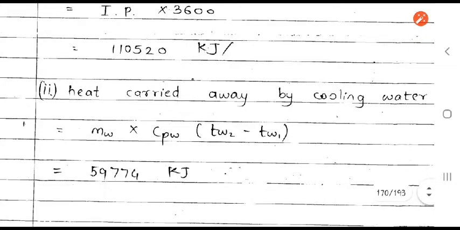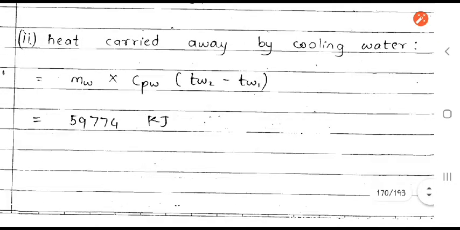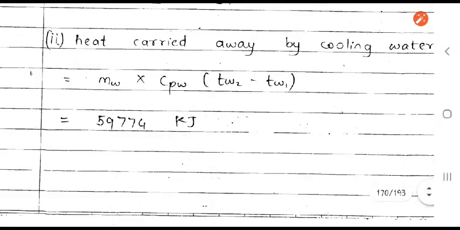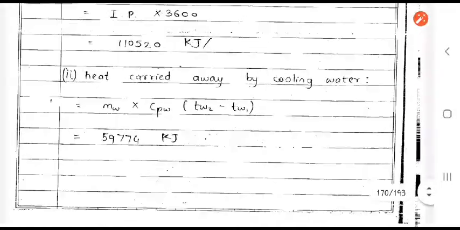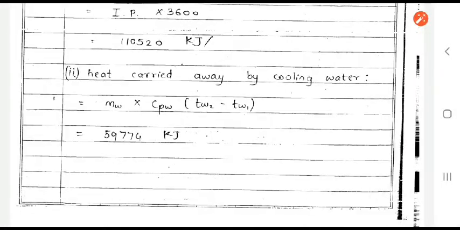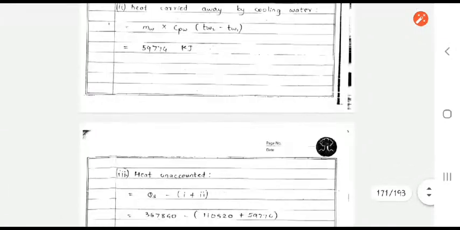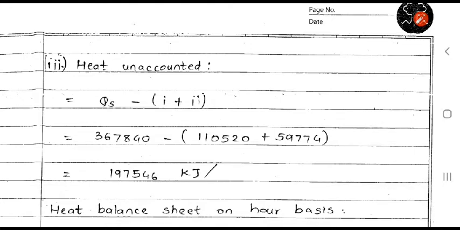And heat carried away by the cooling water, that is mw into cpw into (t2 minus t1), or (tw2 minus tw1), we can get the answer 59774 kilojoule. In this case, for the third point, heat carried away by the exhaust gases, there is no need to calculate this because nothing is given for the exhaust gases, so we just drop that step and directly calculate the next one, that is heat unaccounted, as step number 3.